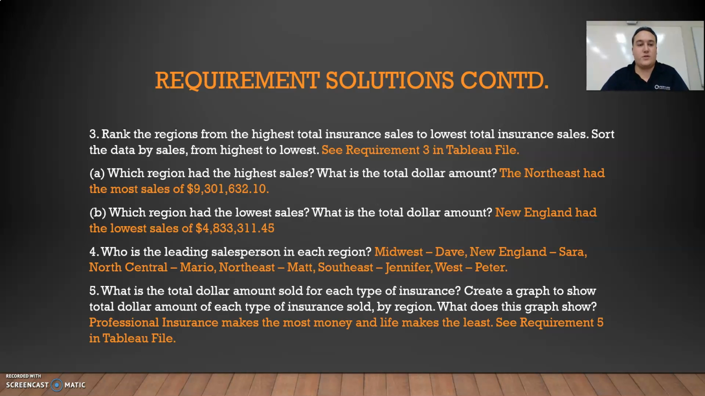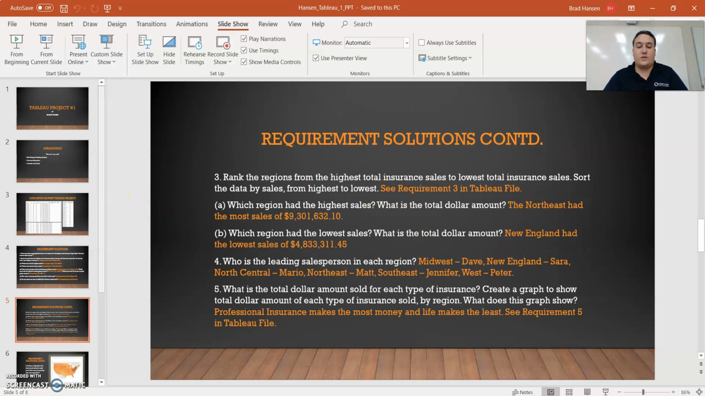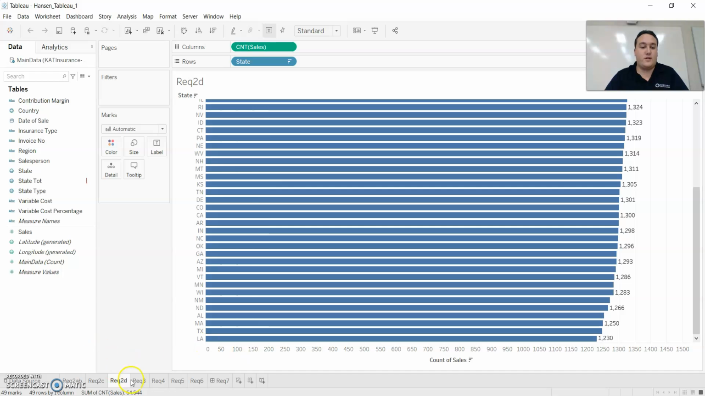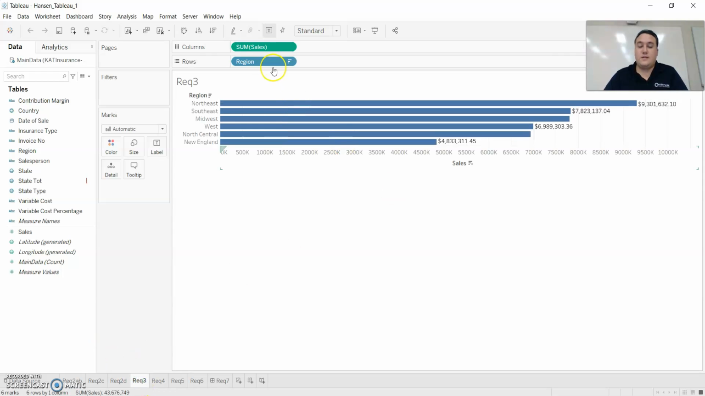So continuing on with the requirements, rank the regions from highest to lowest total insurance sales. So we're looking at the regions this time, not the states. That's the only difference. And again, we just go back to number 3 here. Northeast, Southeast, Midwest. Northeast did the best with 9.3 million, and New England did the worst, surprising to me again, with 4.8 million.